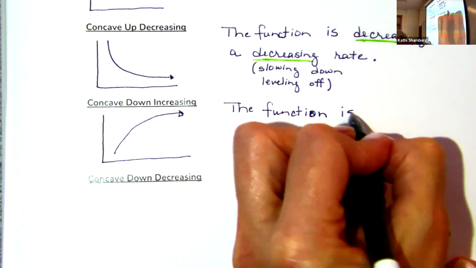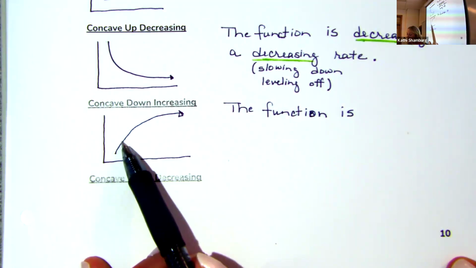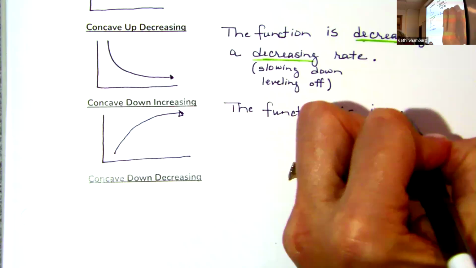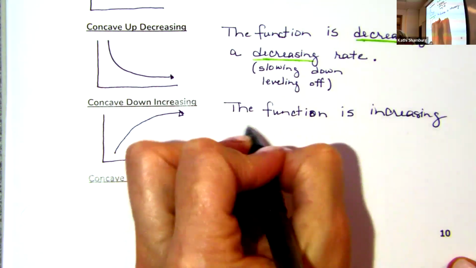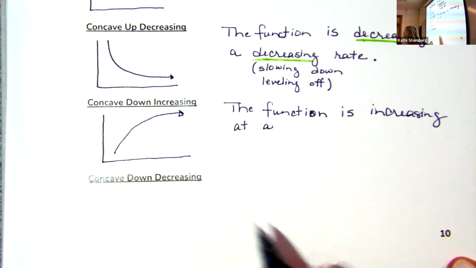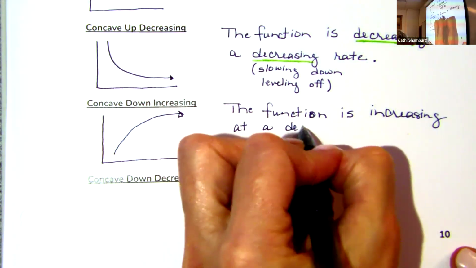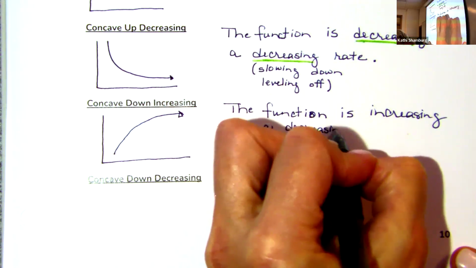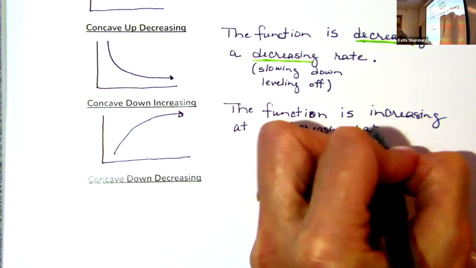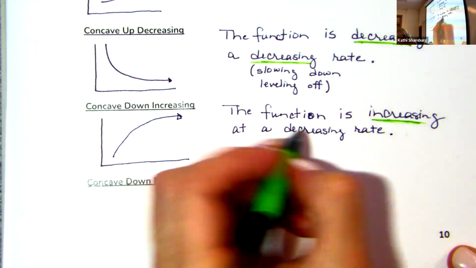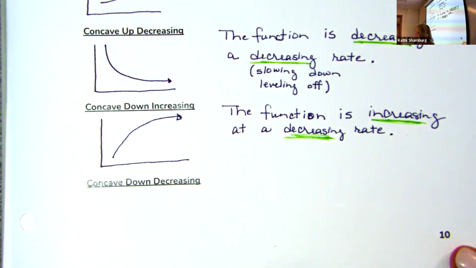The function is, okay, what is this function doing? Increasing at a, and ask yourself, is it slowing down or is it not? It's slowing down, so we know the rate is decreasing, because rate deals with the speed. So the speed of it increasing means it's basically slowing down.